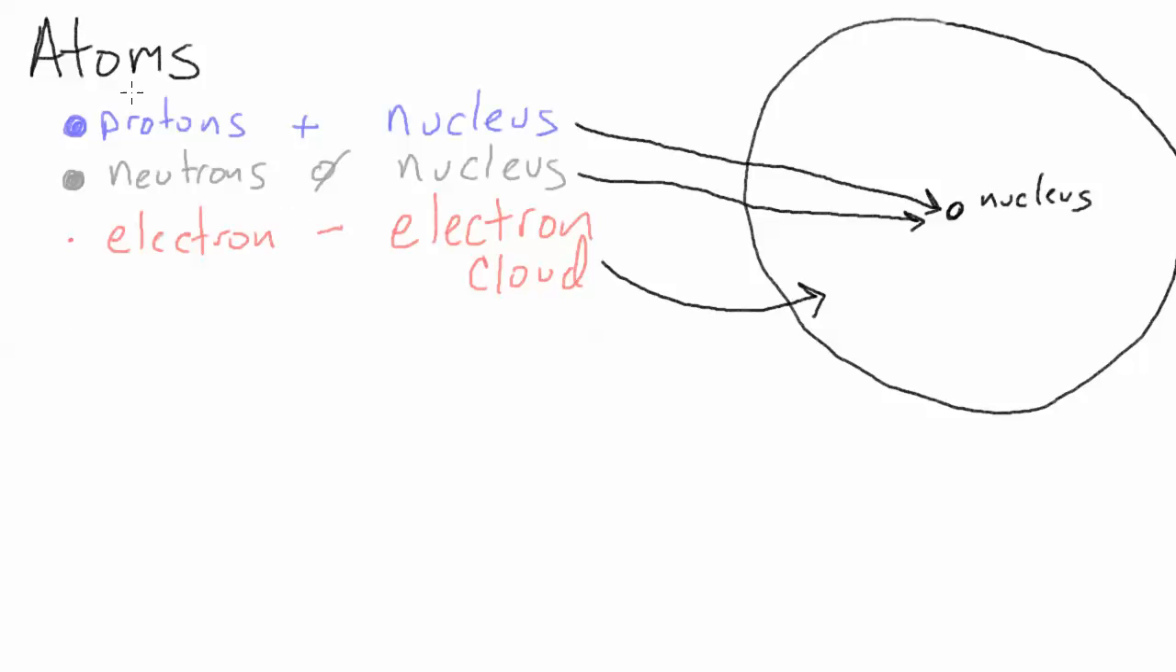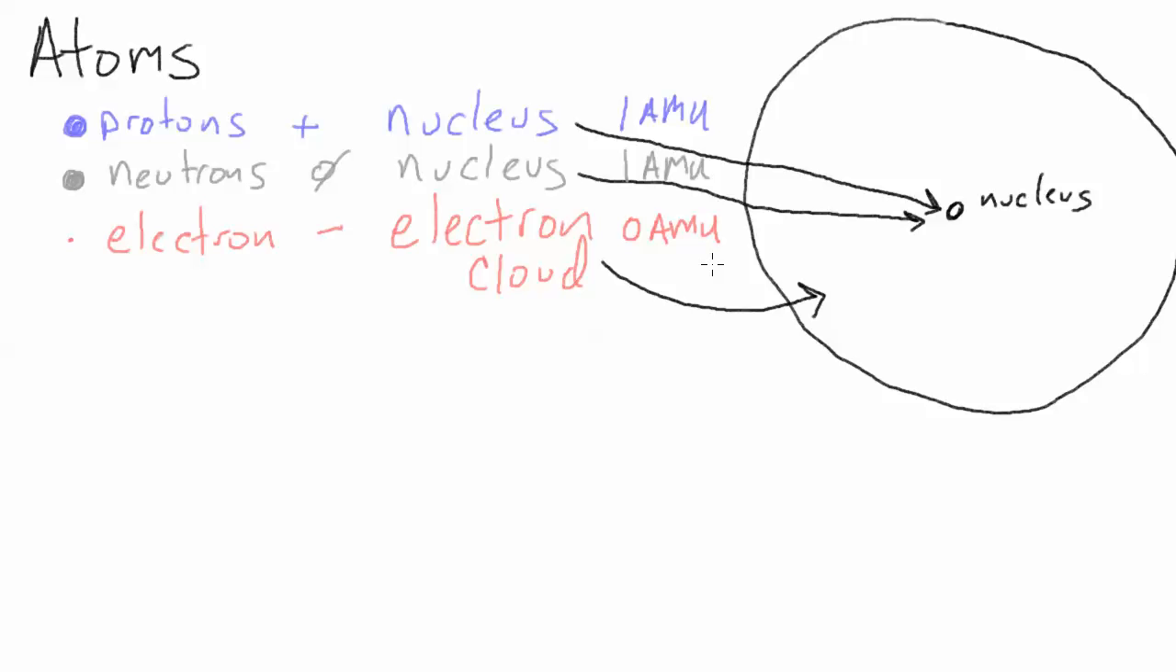Along with these charges, the different subatomic particles have different masses. A proton's mass is 1 AMU, which stands for atomic mass unit. A neutron's mass is 1 AMU. And then the electron's mass is 0. Because electrons are so very, very small, they do technically have mass, but it's negligible. Basically, we can ignore it.